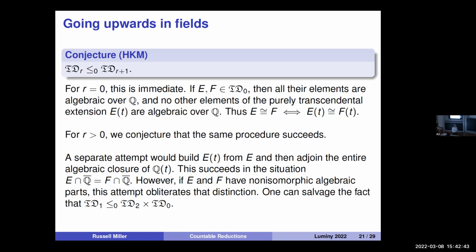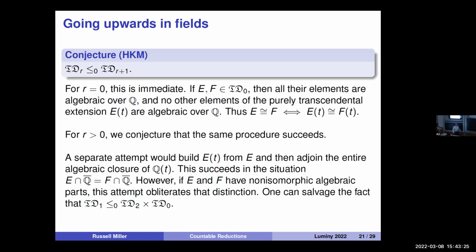For R greater than 0, the same process should work, but we're not there yet. I can explain to anybody who's interested what the holdups are. But fields do seem to be a bit more complicated than torsion-free abelian groups this way. Okay. There is a separate attempt which involves trying to adjoin the entire algebraic closure of a new transcendental. And the problem is that sort of obliterates the algebraic parts in the original field. You wind up taking the algebraic closures of both of them.